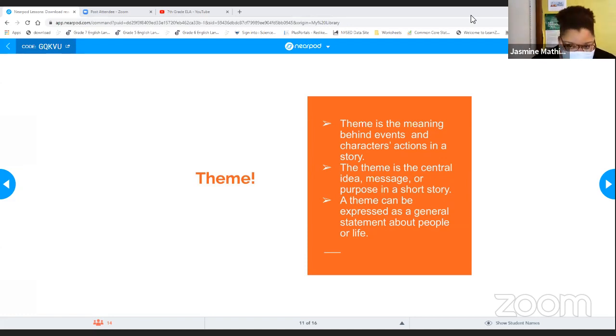All right, next is theme. Theme is the meaning behind events and characters in the text. When we talk about theme, we're talking about a central idea or a message or a lesson that the author wants you to learn. And it's like a general statement about people or life, okay?